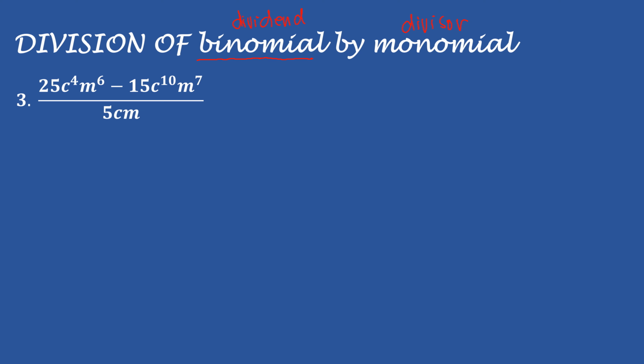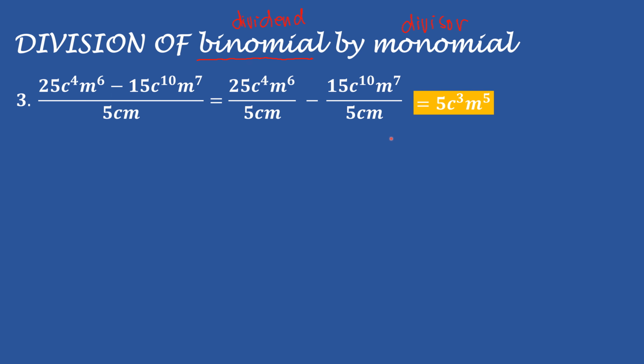So since there are two terms, we can write them in this form. So 25c to the 4 m to the 6 over 5cm. And then since there are two terms, we can have the second term as 15c to the 10 m to the 7 over 5cm. So in this case, we can now divide both constants 25 and 5. It gives us a 5, then c to the 4 divided by c gives us c cubed, and then m to the 6 divided by m gives us m to the 5.